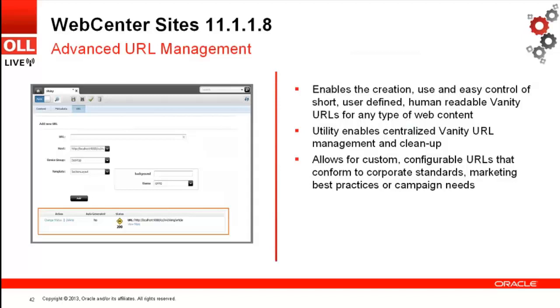One of the other new features in Webcenter Sites is the advanced URL management. Here we can have what are called vanity URLs or friendly URLs, which are easy to set up. People expect the URL to reflect the organization's name or a particular page structure. So very easily we can set up these URLs within the site's tooling, and it allows those URLs to be customized and conform to the particular corporate standards, best practices, etc.